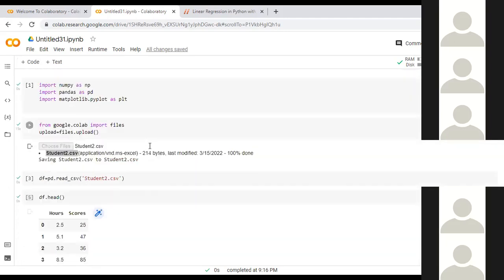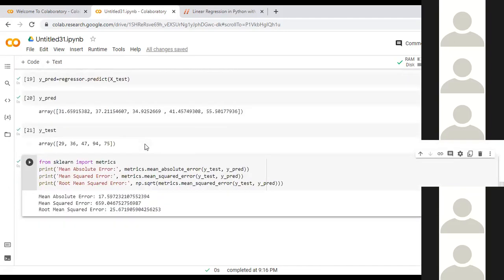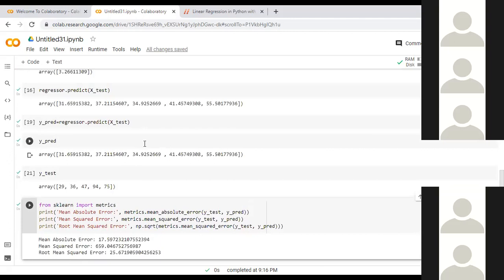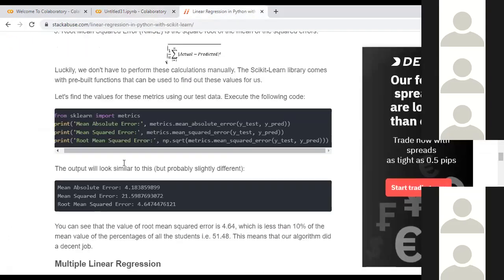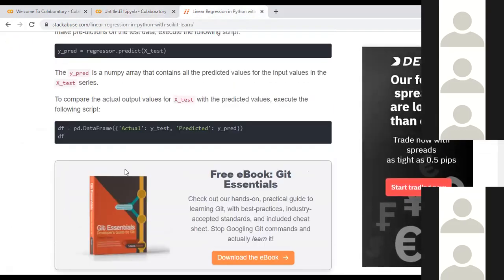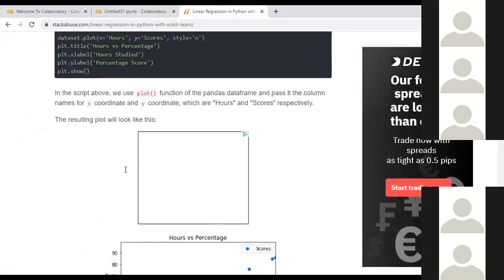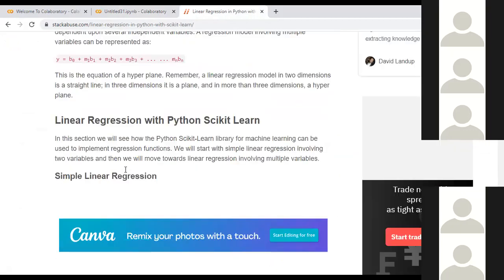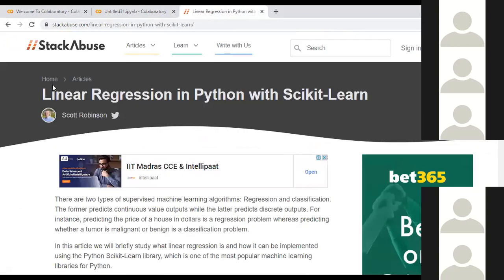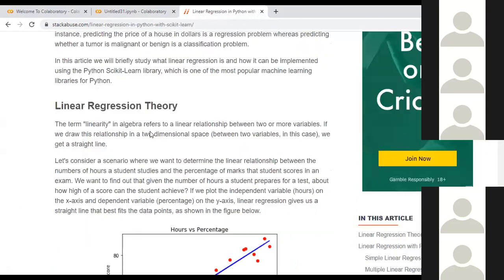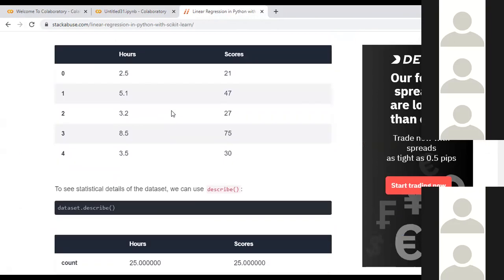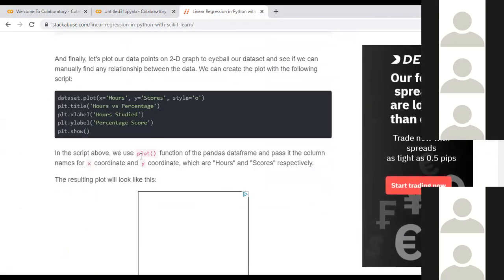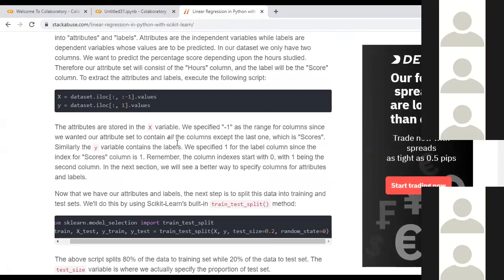So this is all about linear regression, right? So we have completed linear regression, and I will give this material to you. This site, Stack Abuse, linear regression with scikit-learn. There, simple linear regression is given, and with the coding part, all of these things are explained over here.